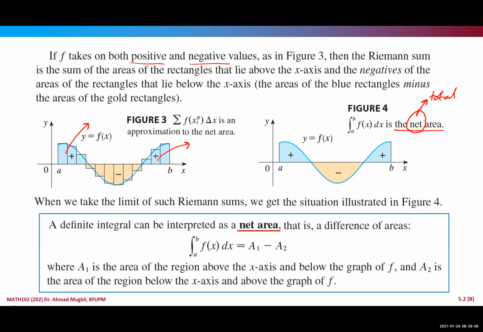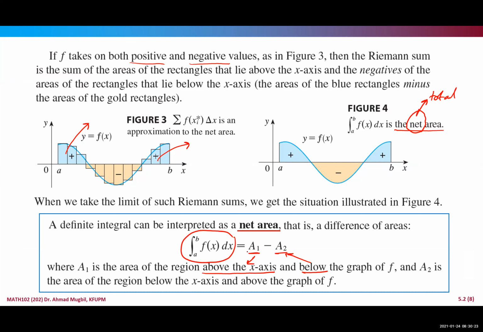So in this case, we can define the definite integral to be interpreted as a net area, where it will be just the difference between the areas. A1 in this case is the area above the x-axis, and A2 is the area below the x-axis. Okay, so if you have a definite integral, it will not be exactly equal to the area.